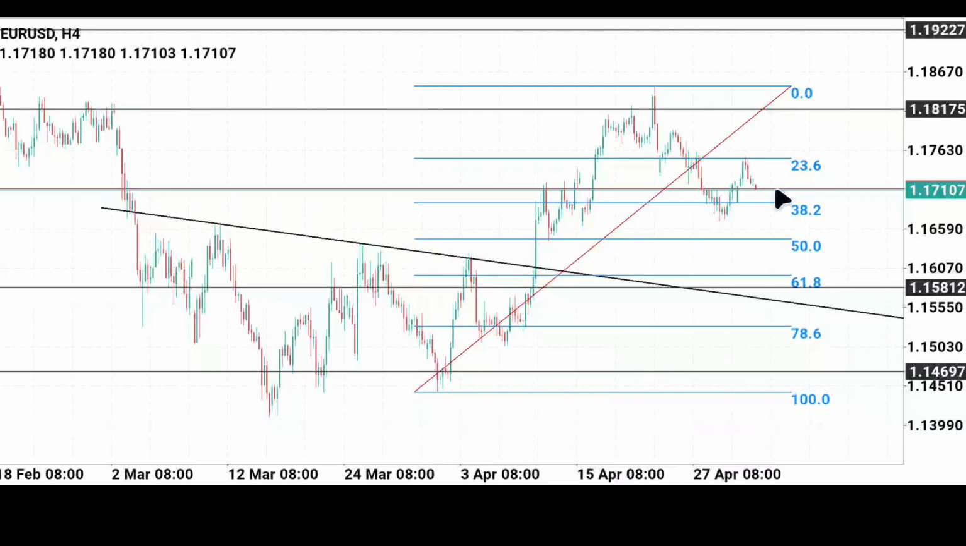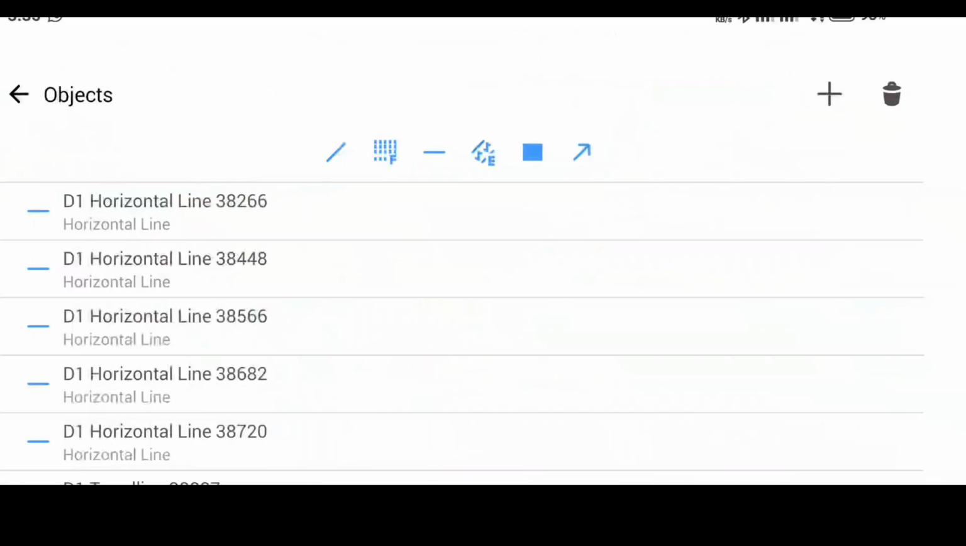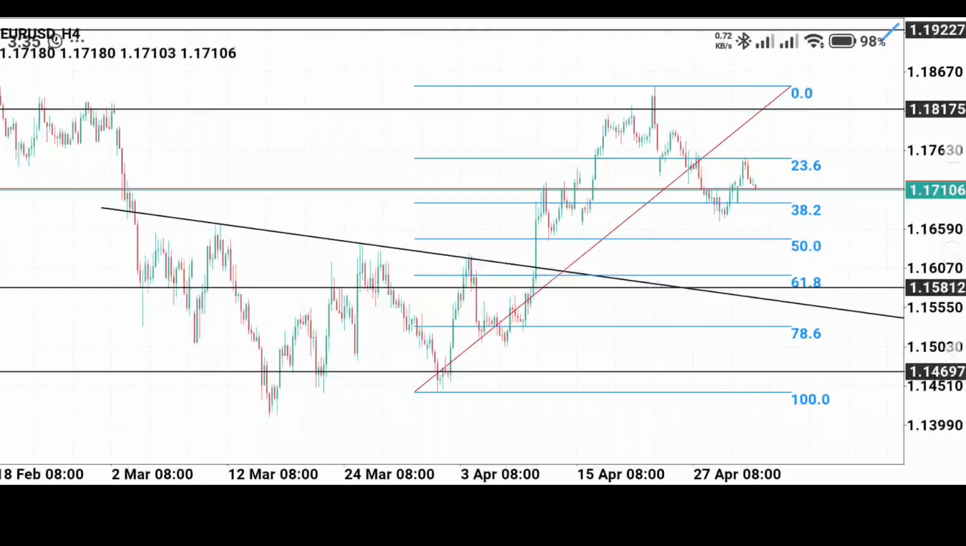So what are you going to do if you have missed this short opportunity from here? What are you going to do? Let me show you what you're going to do. When you connect your trend lines like I showed you yesterday, connecting these higher lows here, you see that you're having a rising trend line.